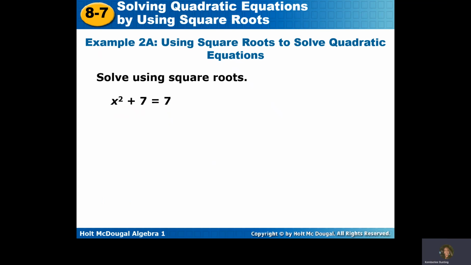I have x squared plus 7 equals 7. Okay, the x squared isn't by itself. Can I get it by itself? What do I need to move? This 7 right here, right? How am I going to move it? Yep. So you may encounter a situation that can be placed in the x squared equals some value format, right? Okay, so in this case, that cancels out. I get that x squared equals what?